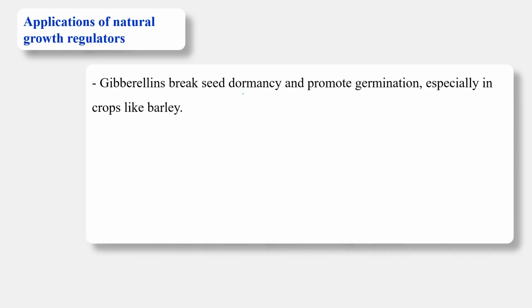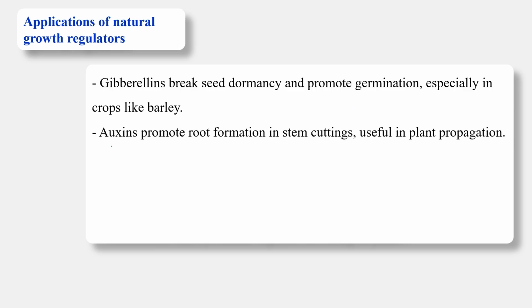Gibberellins break seed dormancy and promote germination, especially in some crops like barley. Auxins promote root formation in stem cuttings, so it is useful in plant propagation. It is a method used by people in tissue culture or cutting, development of plants through cutting.